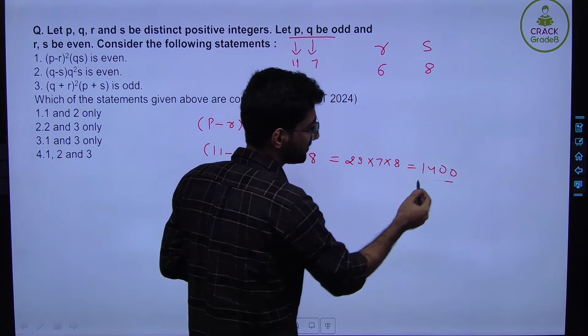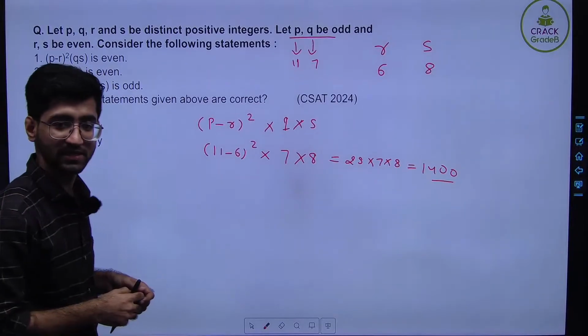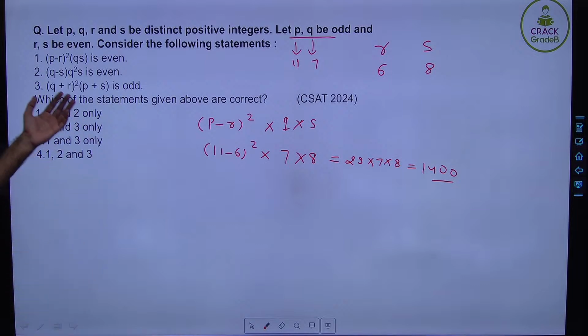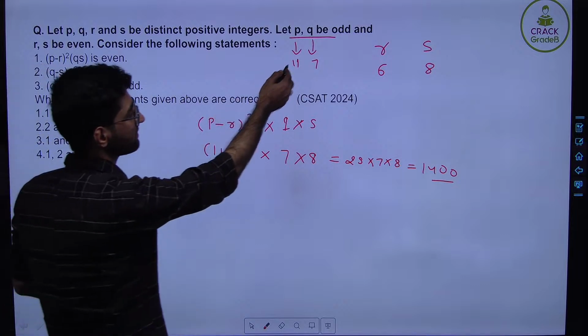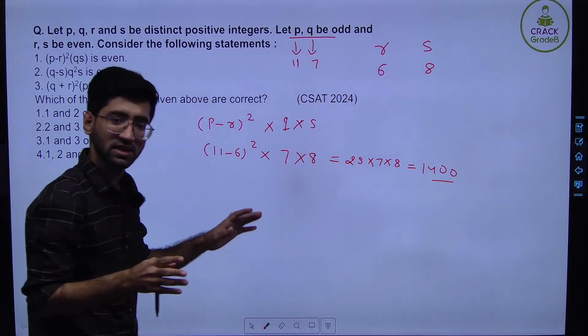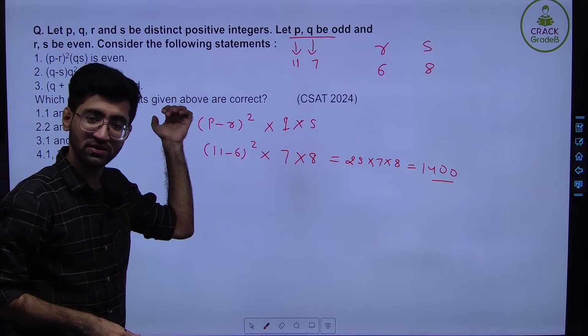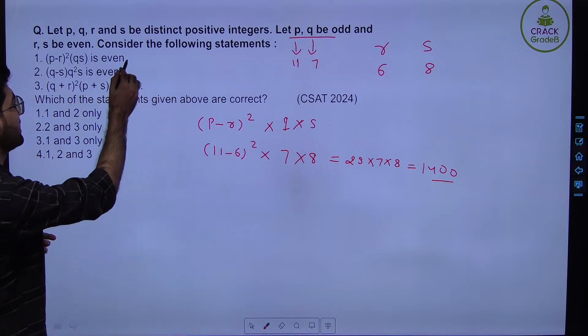Yes, this number is even, and what is given is that this number is even. Even if you take simpler values, 5, 7, 4, 6, you will be able to answer this question. Any doubt? So yes, this is even.